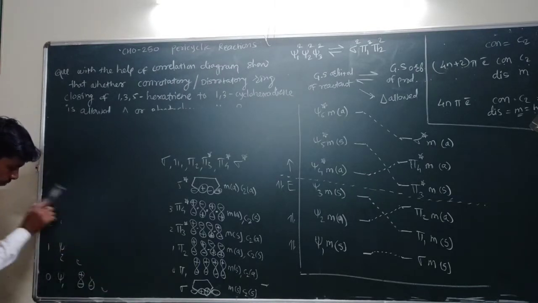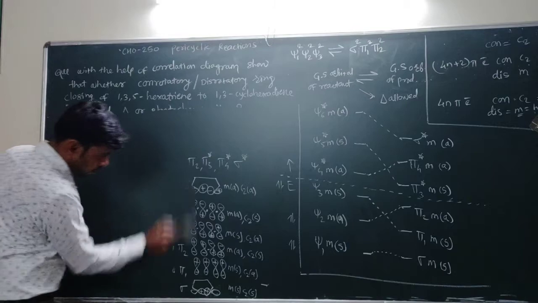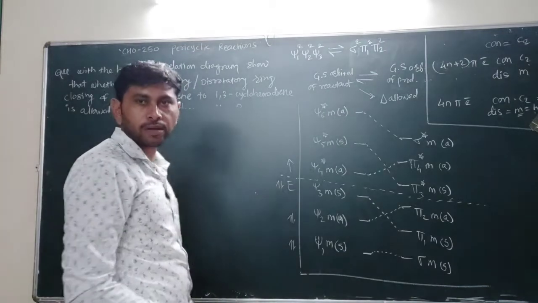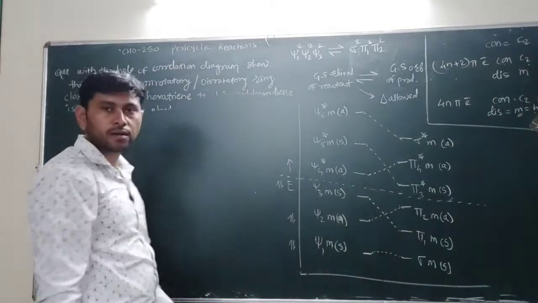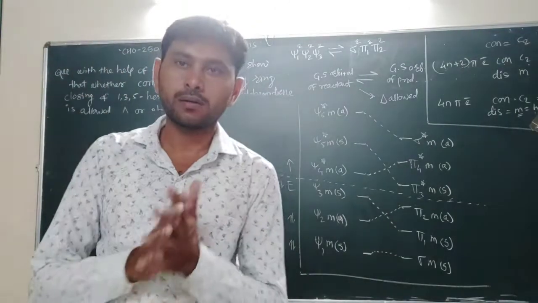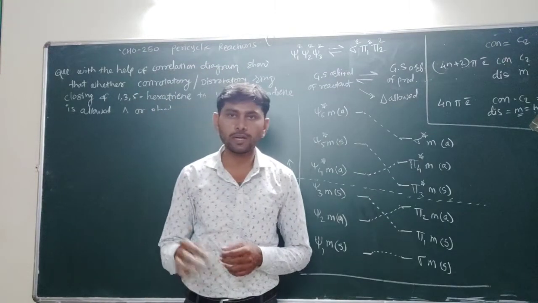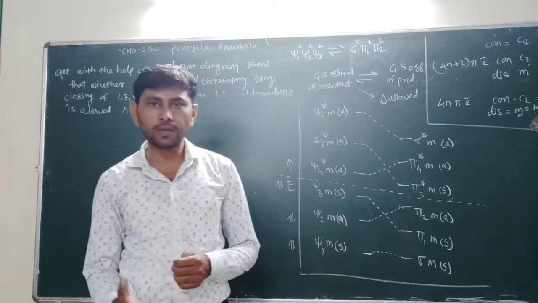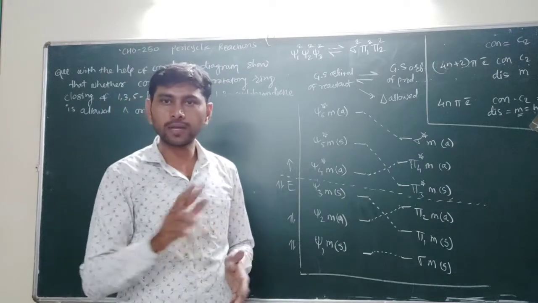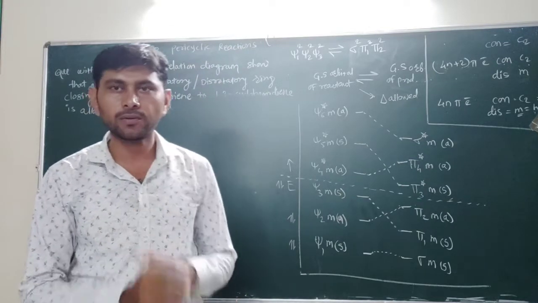Now second, we have to study the frontier molecular orbital method, the FMO method. That frontier molecular orbital method depends on some orbitals, the last orbitals, which we call frontier orbitals, the orbitals at the border. We'll see that in the next lecture. Okay, thank you.